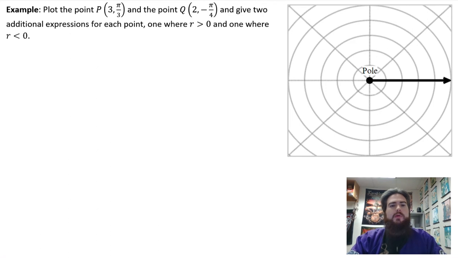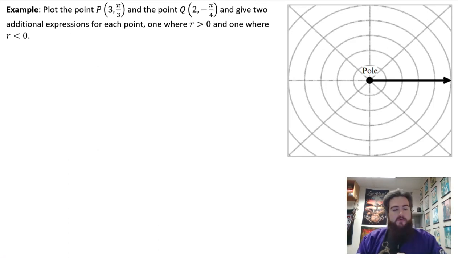In this example, we will plot the point (3, pi/3) and the point (2, -pi/4), and we will give two additional representations for each point, one where r is greater than 0 and one where r is less than 0. For this purpose, we have a polar coordinate system here on the right side overlaid with additional axes for convenience.